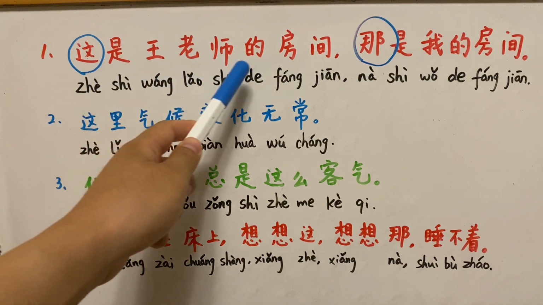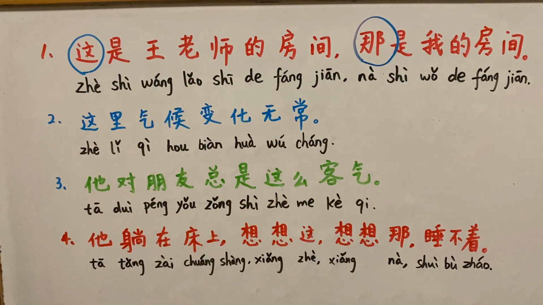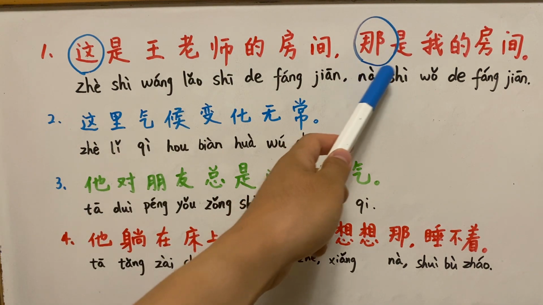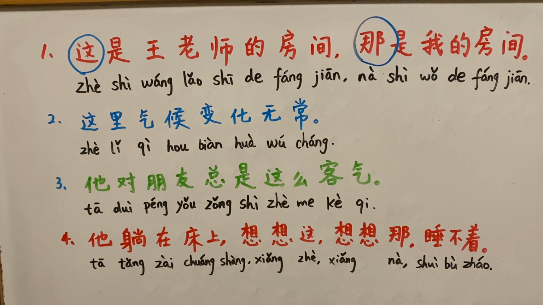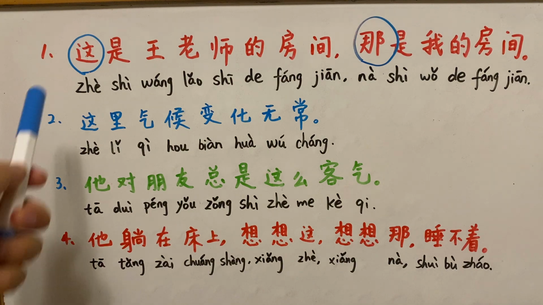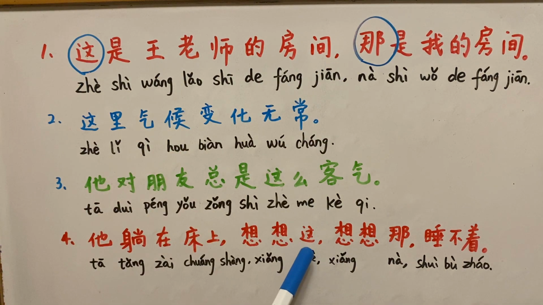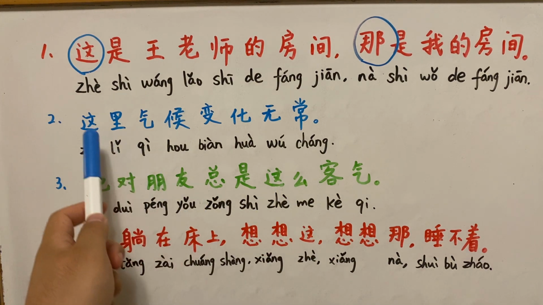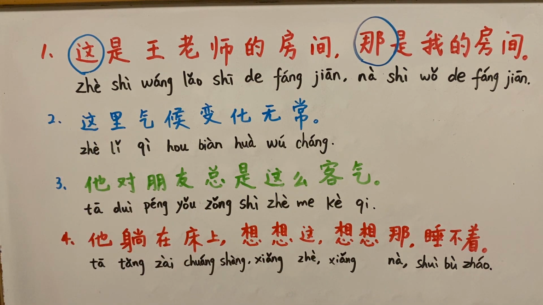这是王老师的房间，那是我的房间。This is Mr. Wang's room. That is my room. 这、那、这么、这里。I hope you have learned something from this video.